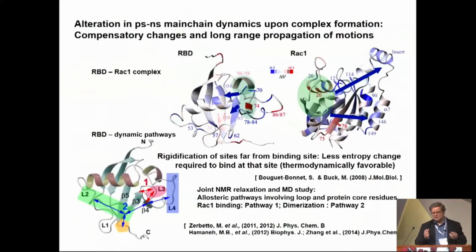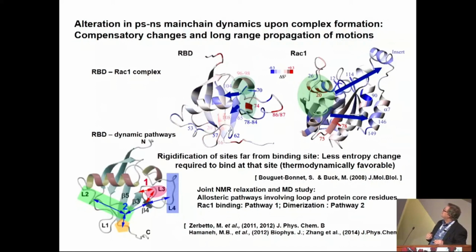We then asked how does this domain interact with the Rho GTPases, and we localized the interaction to this region here, and this is RAC1, one of the Rho GTPases.